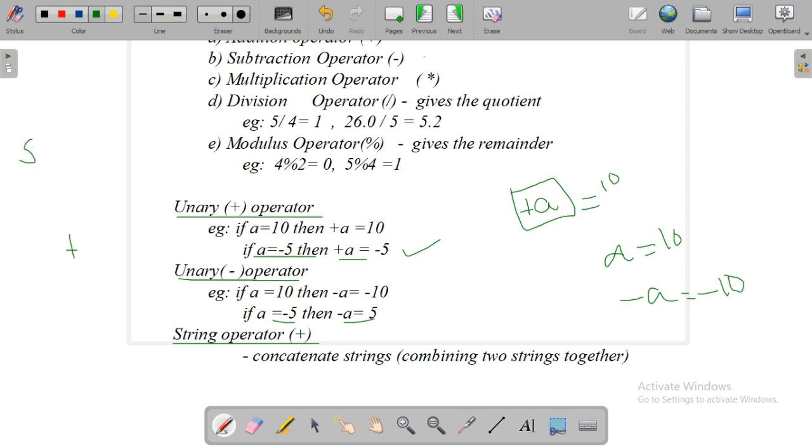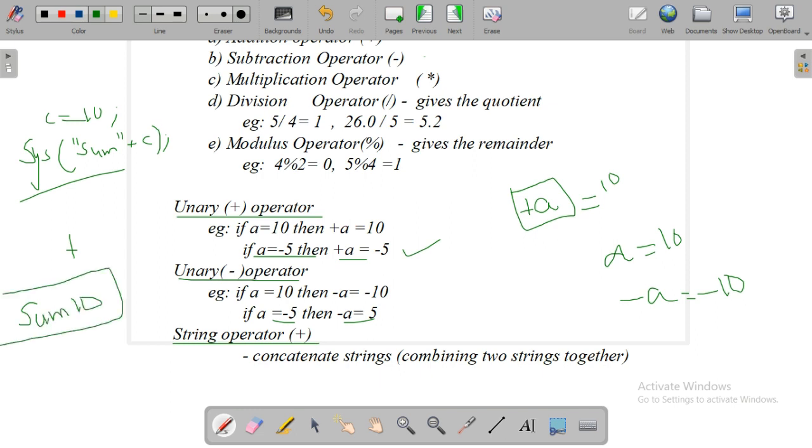Then the third one is the string operator. Plus acts as an arithmetic operator for binary operands, and as a unary operator it indicates the sign. Then as a string operator, plus concatenates two strings, combining them. When we write a program, System.out.println, inside the double quotes we write sum, then plus that particular variable we want to add.